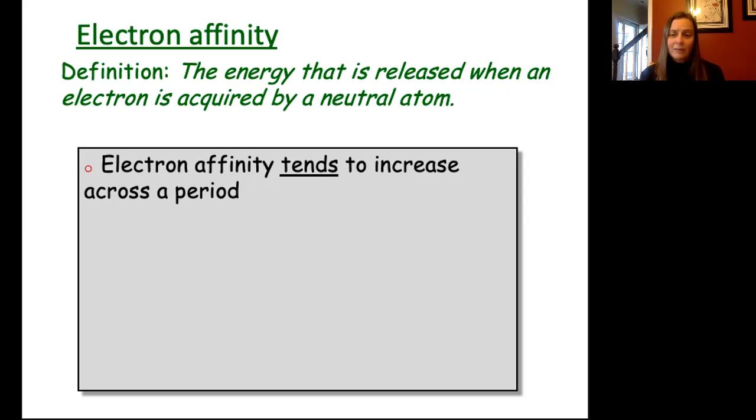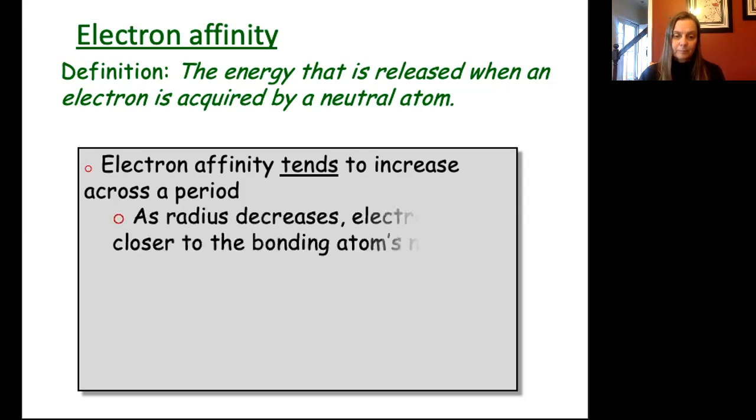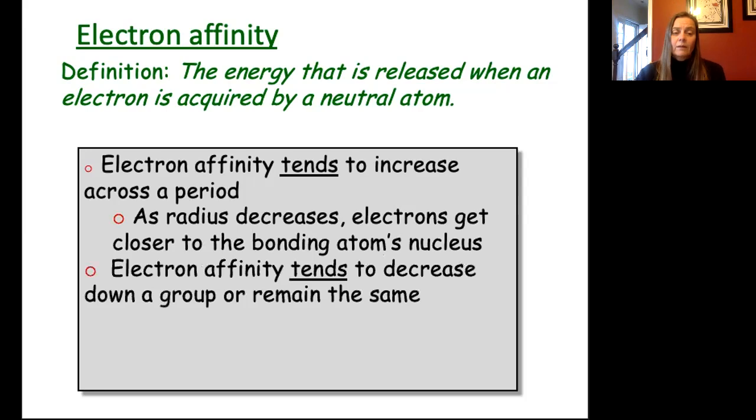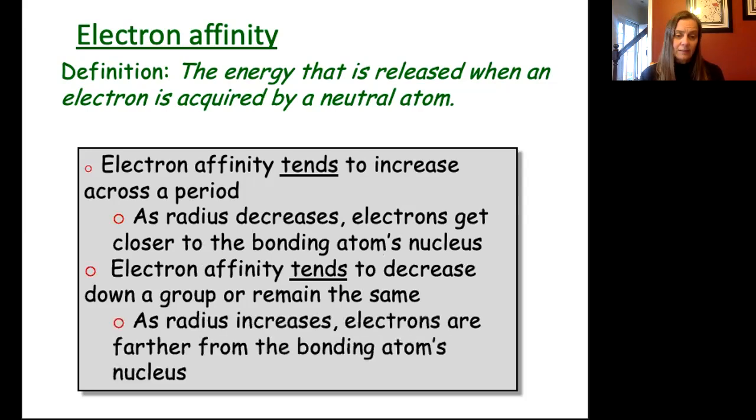If you try to add an electron to sodium, it's not going to release energy. But if you try to add an electron to chlorine, it is going to release energy. And that's because as the radius decreases, those electrons are getting closer to the bonding atom's nucleus. Again, that attraction gets increased. Electron affinity tends to decrease down a group, or it'll remain the same down a group. And that, again, as the radius increases, those electrons are farther, there's less energy pulling them in, therefore less energy given off when they are pulled in.